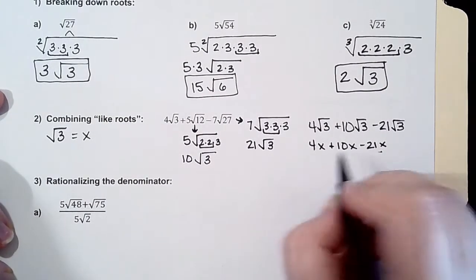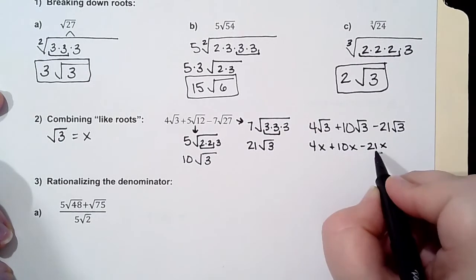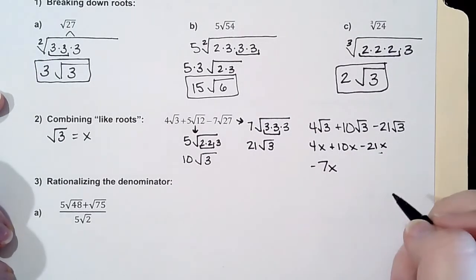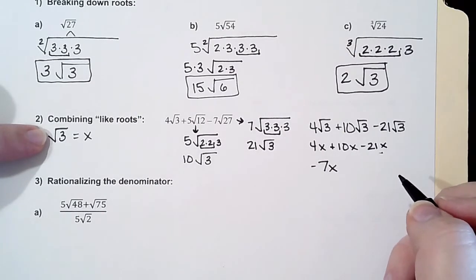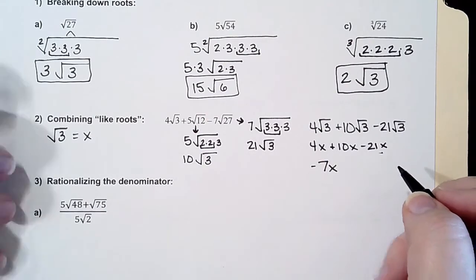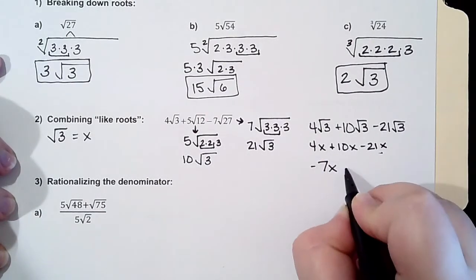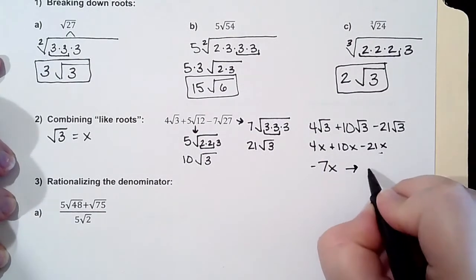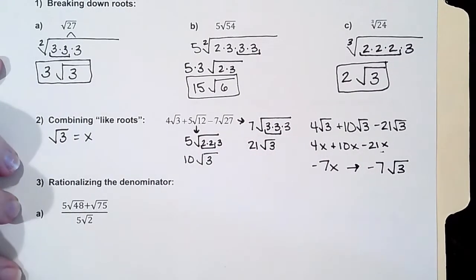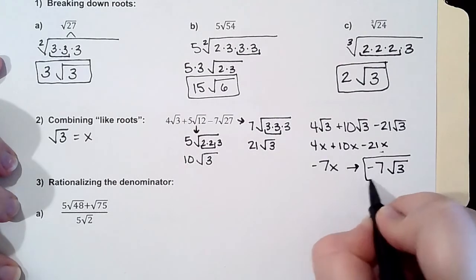Now I can do some simple math. 4 plus 10 minus 21 is negative 7x. But the same way that I substituted the square root of 3 for x, I can now go the opposite direction. So this is not my final answer. I have to substitute it back in as negative 7 root 3. And that is my final answer.